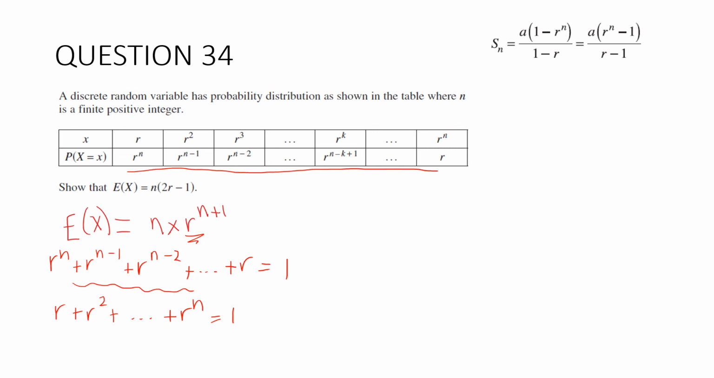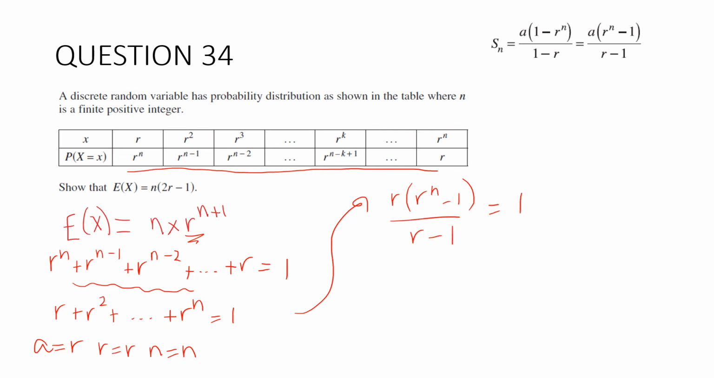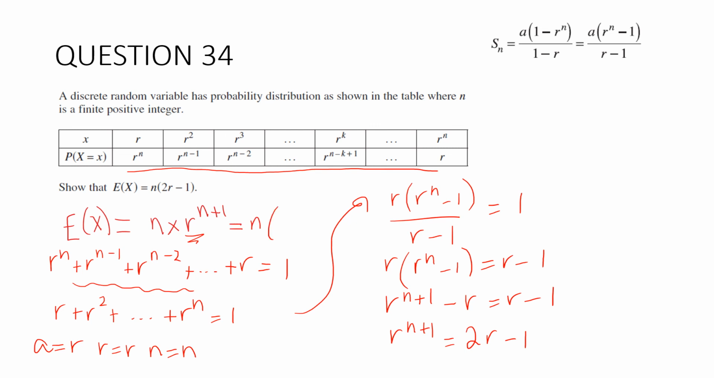In this case, a is equal to r, r is equal to r, and n is equal to n. Okay, so using our formula, a times r to the n minus 1 over r minus 1 is equal to 1. All right, r times r to the n minus 1 is equal to r minus 1. Expand, r to the n plus 1 minus r equals r minus 1. R to the n plus 1 is equal to 2r minus 1. There we go. And so we had this here. This is going to be equal to n multiplied by 2r minus 1 in brackets.